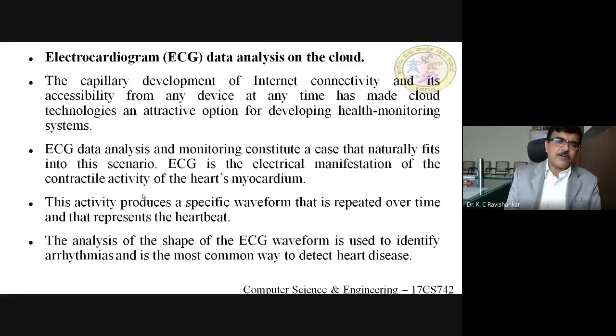This activity produces a specific waveform that is repeated over time, and that represents the heartbeat. The analysis of the shape of the ECG waveform is used to identify arrhythmias, and is the most common way to detect heart diseases.